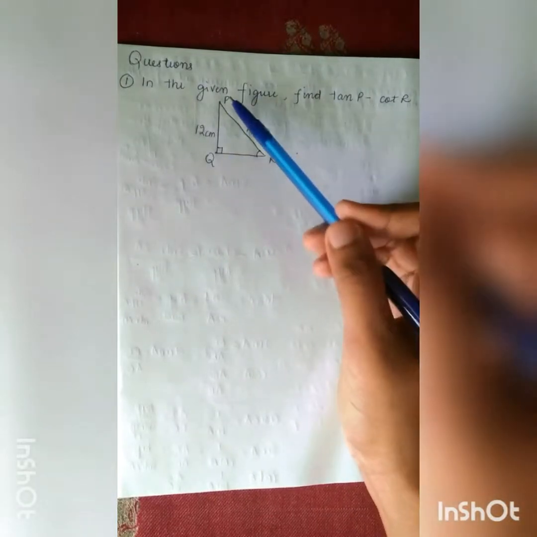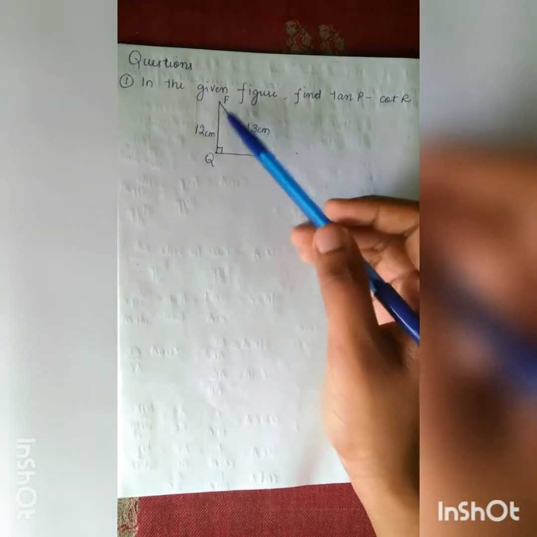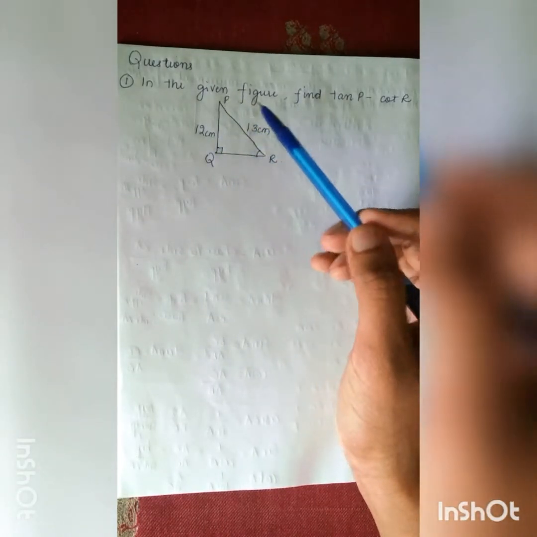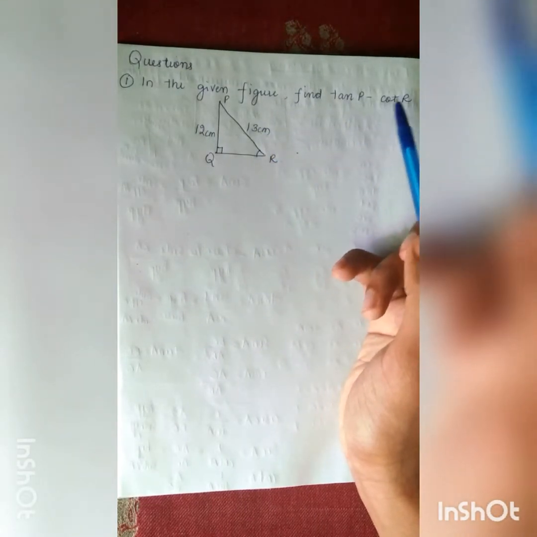So we are given a right angle triangle. It is having a 90 degree angle. PQ is given 12 centimeters. PR is given 13 centimeters. So we need to find tan P minus cot R.